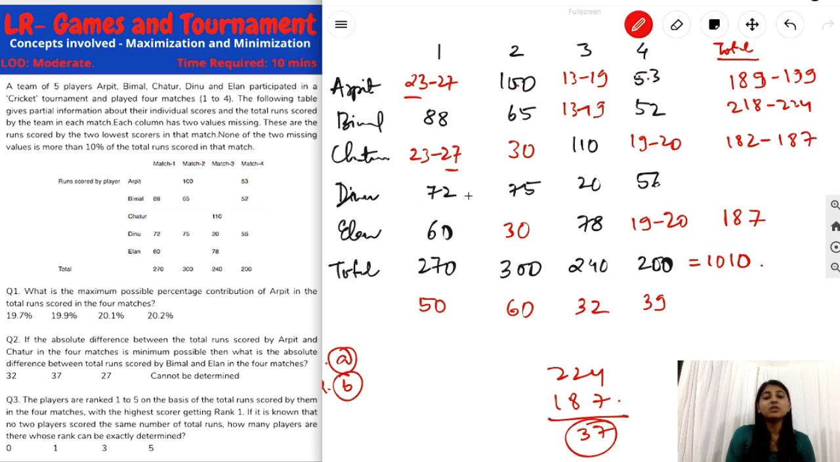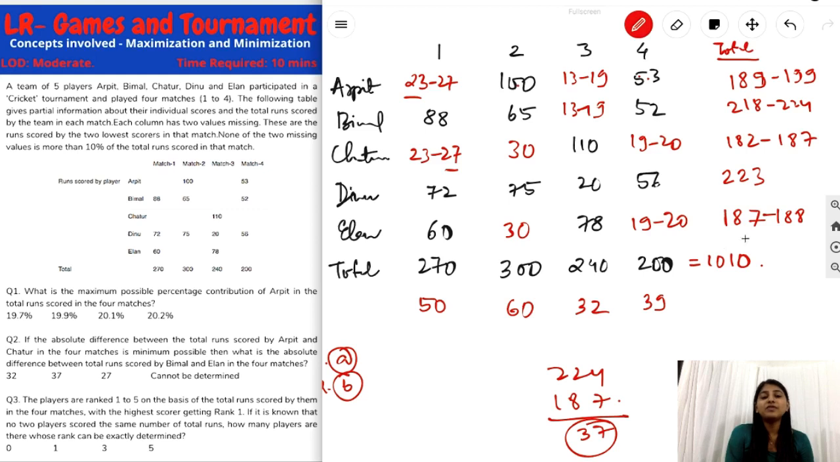For Dinu, it's fixed, it cannot change. Okay, 75 plus 75, 150, 150, 203, 223. That is fixed. For Ilan, we will only have 187 we had taken when we had taken 19. So 187 or 188. These are the possible totals.